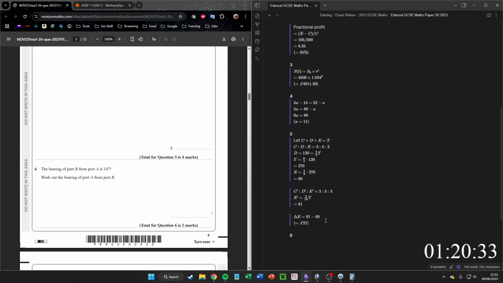Question 6. The bearing of port B from port A is 147 degrees. Work out the bearing of port A from port B.